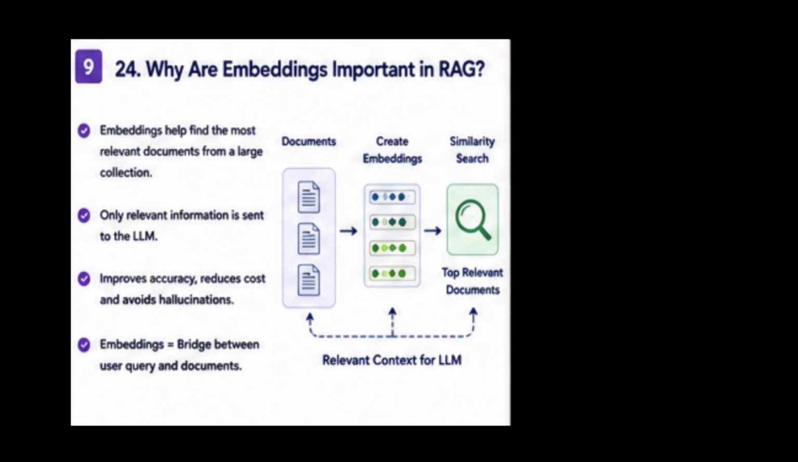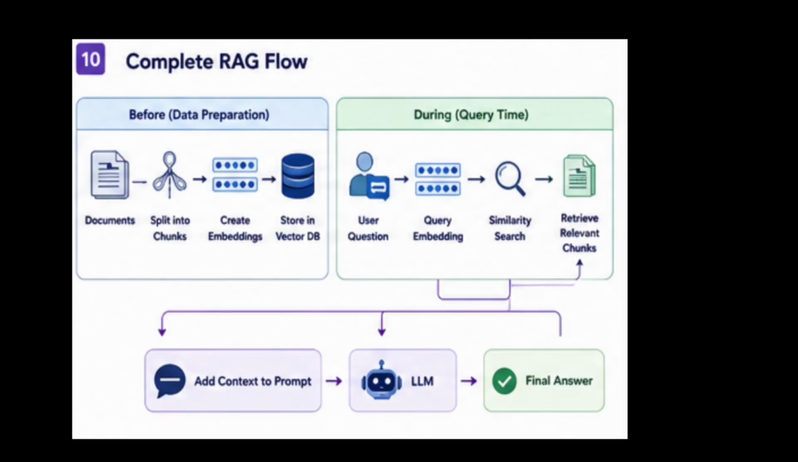Embeddings are one of the most important components of a RAG system. Imagine a company has thousands of documents. We cannot send all of them to the LLM for every question. That would be expensive and inefficient. Instead, we create embeddings for the documents and store them in a vector database. When the user asks a question, we create an embedding for that question. Then we search for documents with similar embeddings. Only the most relevant documents are sent to the LLM. This makes the system more efficient and helps the model answer using relevant information.